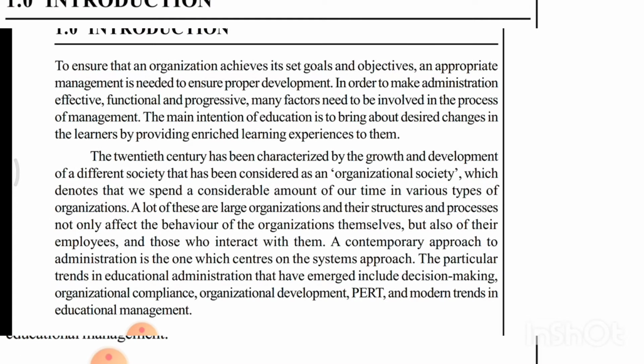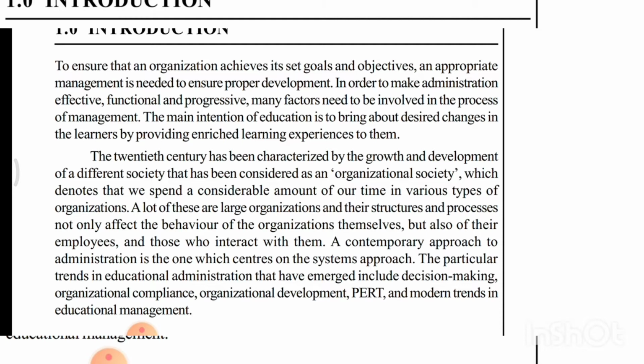To ensure that an organization achieves its set goals and objectives, appropriate management is needed to ensure proper development in order to make the administration effective, functional, and progressive. Many factors need to be involved in the process of management. If you are managing something, it means you require a lot of other factors. Management is not just that you pay and things are over. No, you still need to work on it: whom to pay, what to pay, whether you are paying the right person or not, whether things will take place at the right time or not. All this is part of management only.